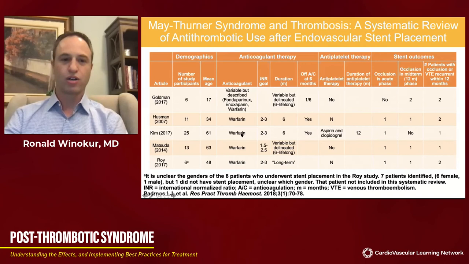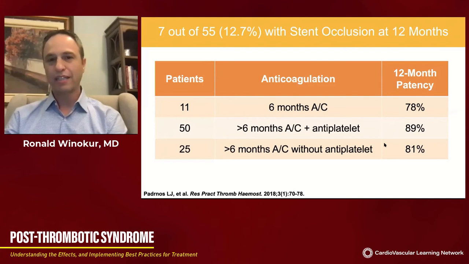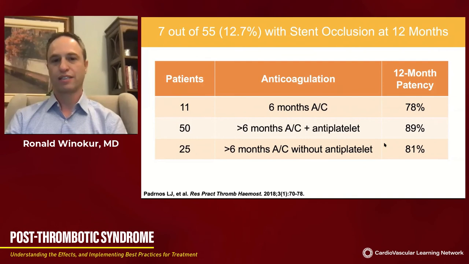These studies are relatively recent, and although we are predominantly using warfarin in all of these studies, they had similar INR goals as we would expect, and they had pretty low rates of occlusion. But as you've heard already, warfarin is not usually our first choice anticoagulant in a lot of these patients. What if we look at patency rates in this patient population? 7 out of 55, almost 13%, had stent occlusion.